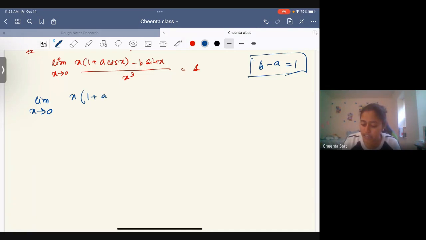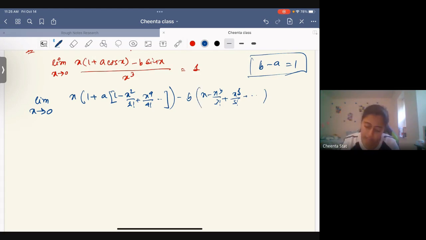So 1 plus a for cos, you can write it down as 1 minus x squared by 2 factorial plus x to the 4 by 4 factorial, something like that. Minus b times sine, which means x minus x cubed by 3 factorial plus x to the 5 by 5 factorial, something like that. And here you are getting x cubed. Then you just solve it and tell me the answer next week.